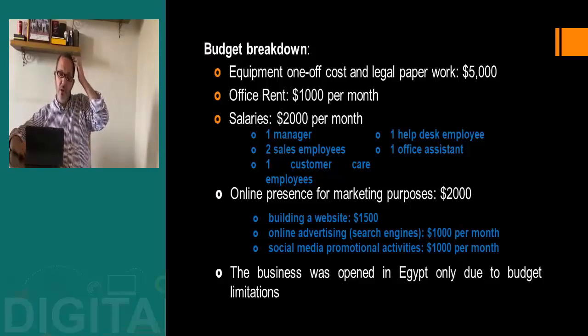How the $50,000 was distributed: equipment, one-off cost and legal paperwork, $5,000; office rent, $1,000 per month; salaries, $2,000 per month; online presence for marketing purposes, $2,000 one time, and for the whole year maybe. The business was open in Egypt only due to budget limitations.